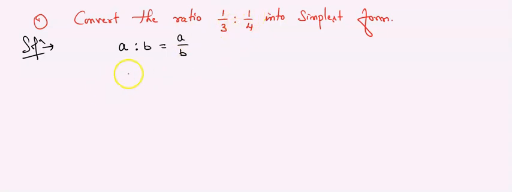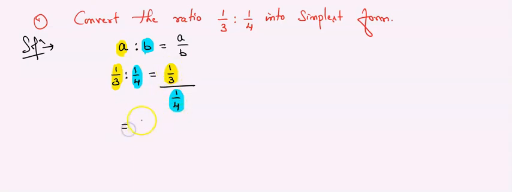Similarly, 1/3 is to 1/4 can be written as 1/3 whole divided by 1/4. As this complete term is my A and this part is my B, correct? So 1 by 3, that is A, by 1 by 4, that is B. 1 by 3 divided by 1 by 4 equals 1 by 3, as 1 by 4 goes to the numerator, so it becomes 4 by 1.